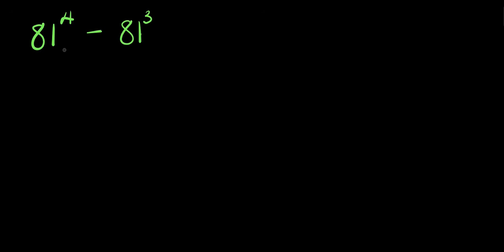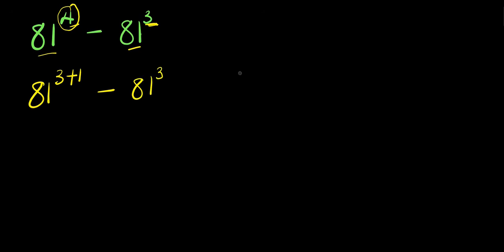Hello, how do we evaluate this without a calculator? This is 81 power 4 minus 81 power 3. So we start by expressing this 4 here as a summation of 3 and 1, so that it corresponds with this 3 here. I have 81 power, this is 3 plus 1, minus 81 power 3. Now, if you have a power n plus m, this equals a to the power of n times a to the power of m.